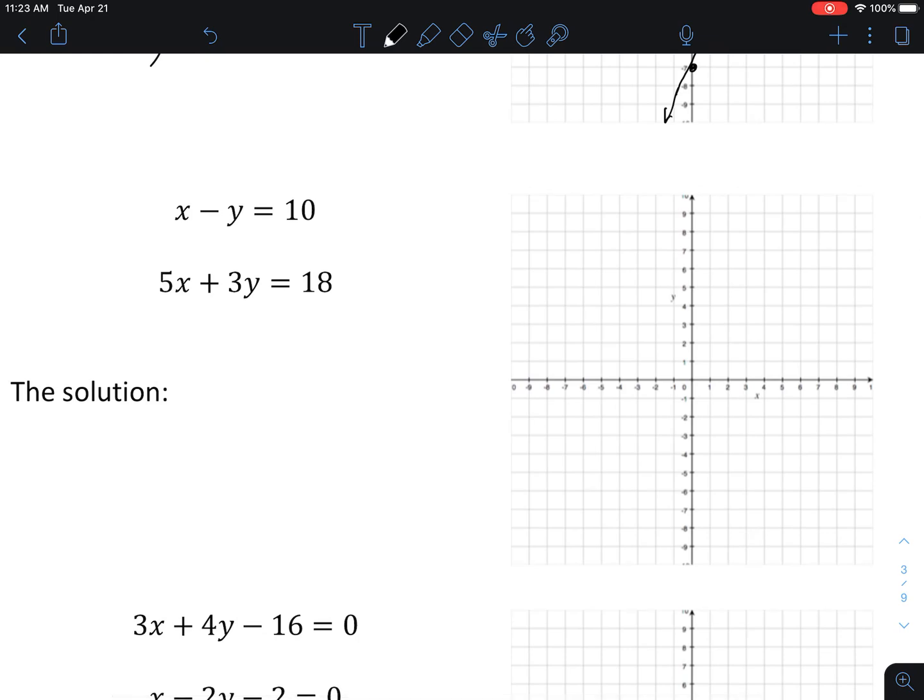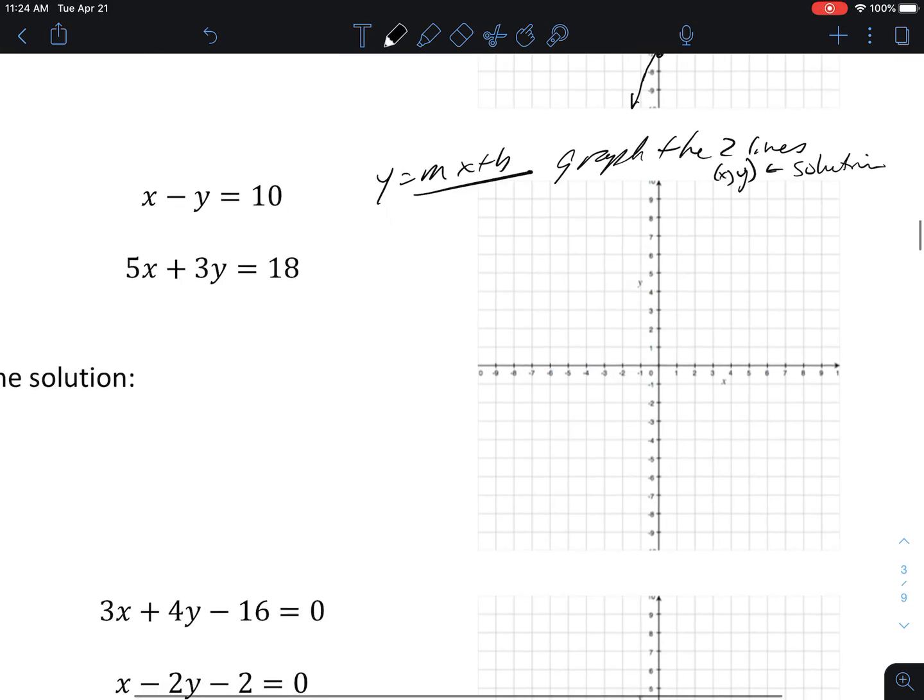At this point, we have another one right here. x minus y is 10, and 5x plus 3y is 18. I'd like you to try this one on your own. Pause the video here. Write them first in y equals mx plus b, graph the two lines, and then find your solution.